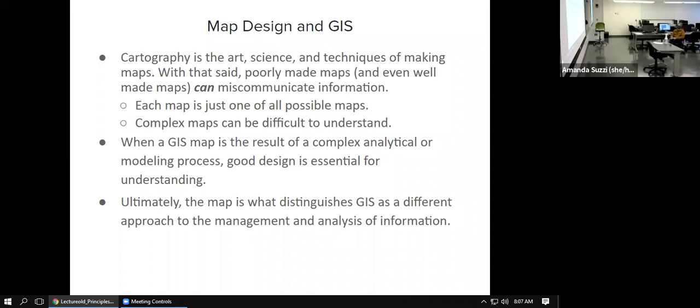So when a GIS map is the result of complex analytical or modeling processes, good design is essential for understanding. Keep it simple. Ultimately, the map is what distinguishes GIS as a different approach to the management and analysis of information. That just means you can display the data in a chart, but you could also display it in a map.